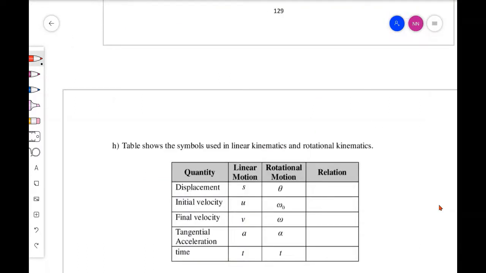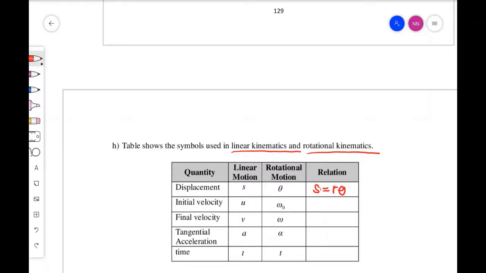Okay, sekarang kita nak tengok comparison antara linear motion dan rotational motion. Linear kinematics and rotational kinematics. Untuk displacement bagi linear motion simbol dia adalah s. Untuk rotational motion simbol dia adalah theta dan dia dipanggil angular displacement. Dan relationship dia adalah s equals r theta.